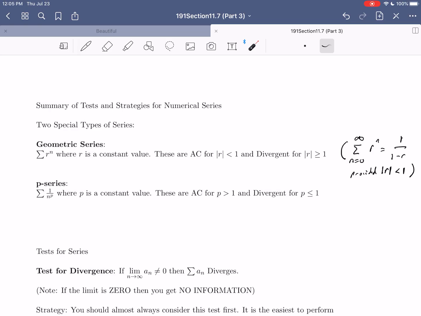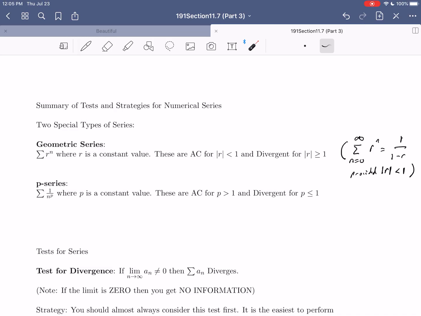Another really important type of series that we've discussed is the p-series. P-series are the sum of 1 over n to the p, where p is a constant value. So now here the power, or the exponent, is a constant value. We know that these are absolutely convergent when that power is greater than 1, and divergent when that power is less than or equal to 1.